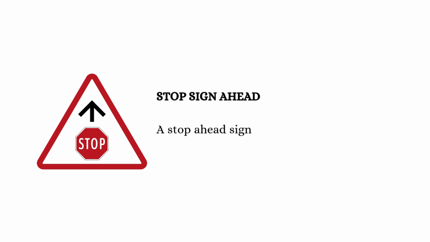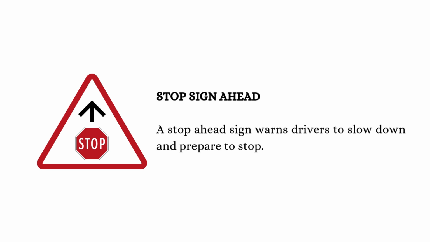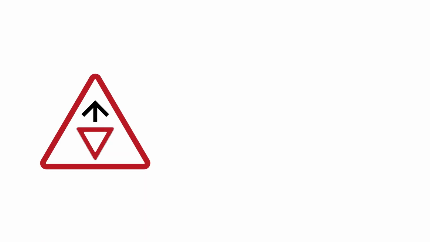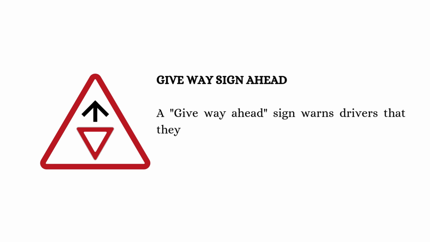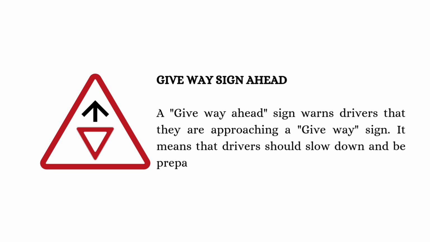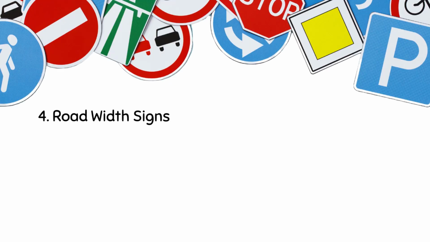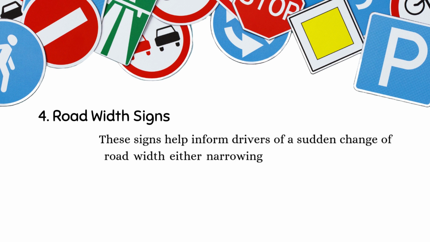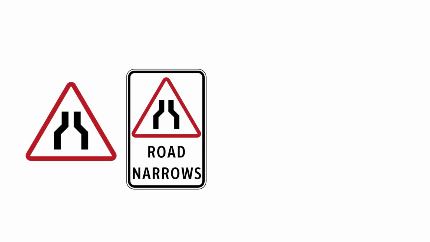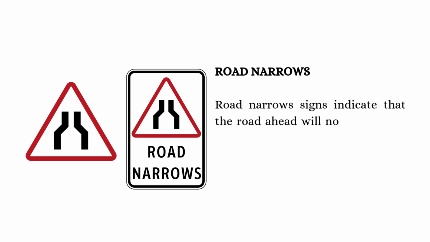Stop sign ahead. A stop ahead sign warns drivers to slow down and prepare to stop. Give way sign ahead. A give way ahead sign warns drivers that they are approaching a give way sign. It means that drivers should slow down and be prepared to stop. 4. Road width signs. These signs help inform drivers of a sudden change of road width, either narrowing or widening of carriageways. Road narrows.